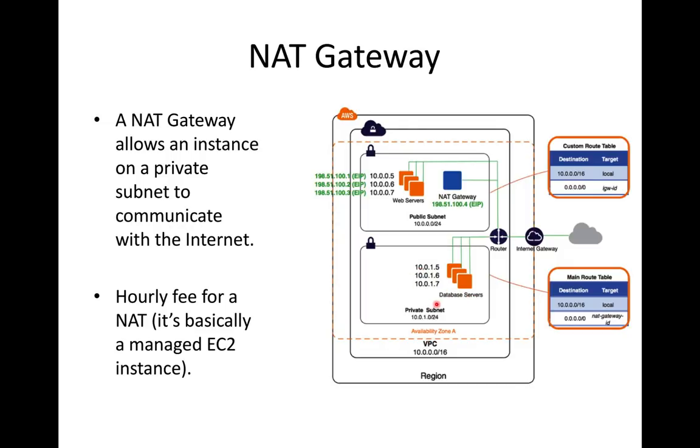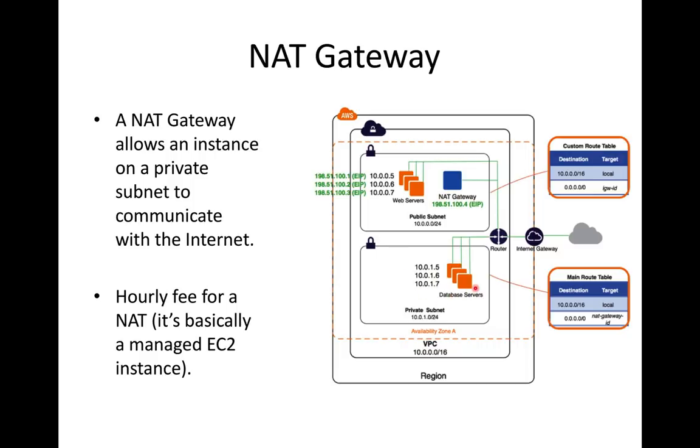The private subnet can't route out to the internet gateway because there's nothing in the private subnet routing table that's allowing traffic to route to the internet gateway. So these EC2 instances are effectively inaccessible from the internet. They are accessible from web servers and other servers within the VPC, but they're not accessible from the internet.